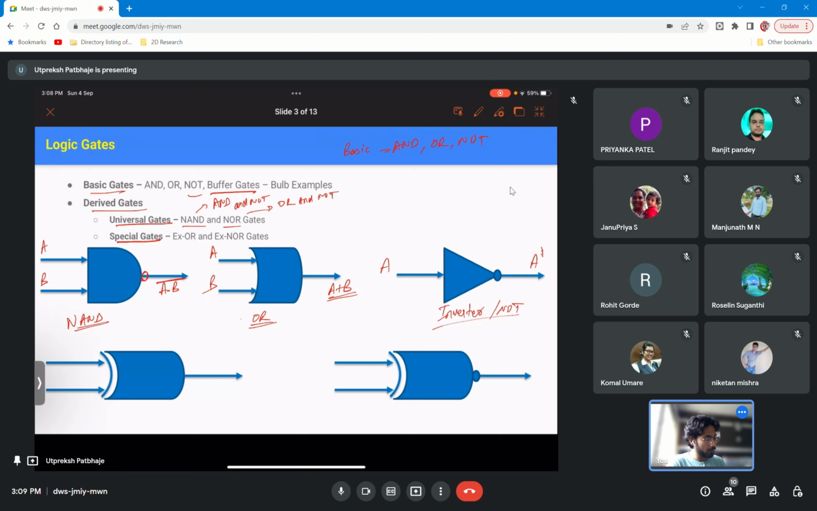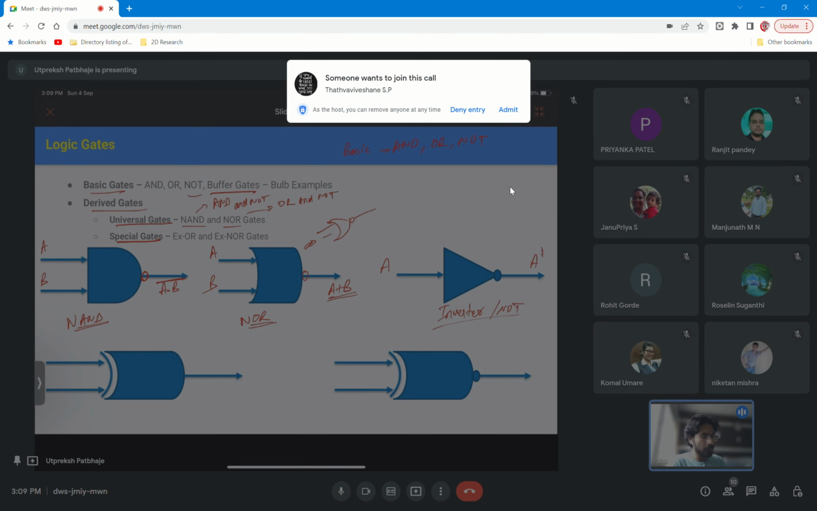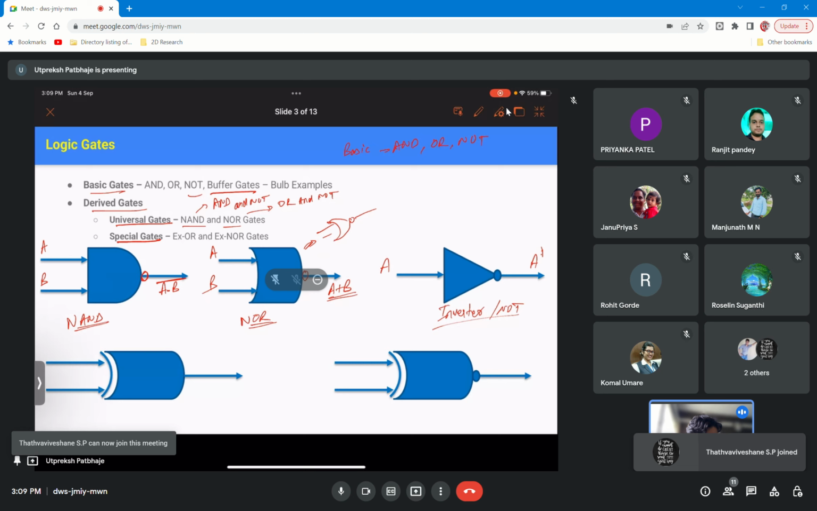And in case of NOR, its proper symbol is something like this. A bubble will be coming, and your output will look something like A plus B whole complemented, or whole barred.